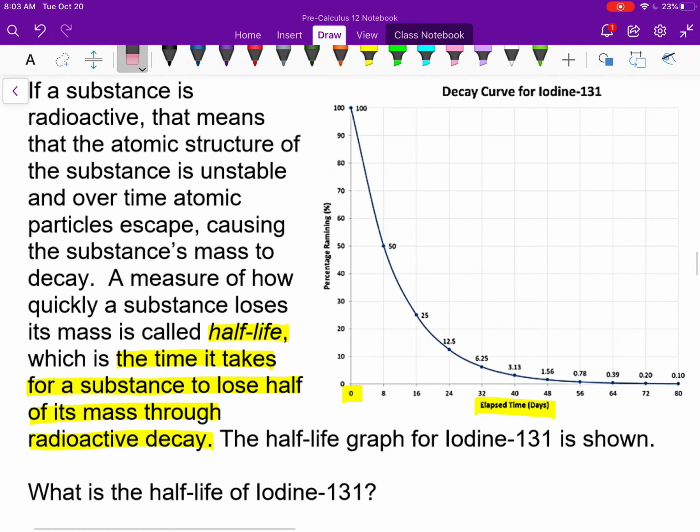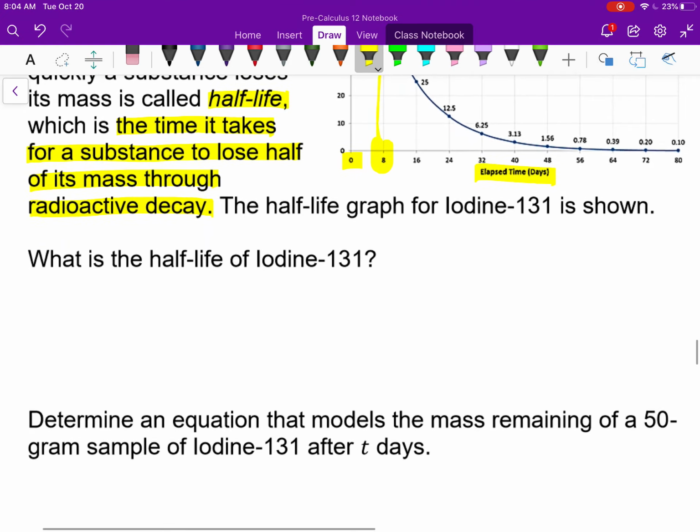Look at my graph. It started at 100 grams. It doesn't really matter what it started at, though. The key is, how long does it take to get to half of that? So half of 100 is 50. And so to get to 50 grams, it takes 8 days. So the half-life of iodine 131 is 8 days.